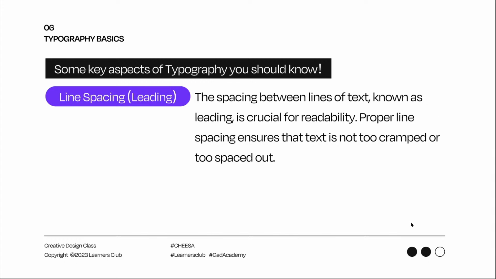Another key aspect that we should take note of is what? Line spacing. Whenever you are adding blocks of text to our design, the space between one line and another line is what we call line spacing or leading. That is the space between two lines of text. It is important because it makes it readable. It makes it properly arranged. It doesn't make it too cramped or too spaced out. And that is what we mean by line spacing or leading.